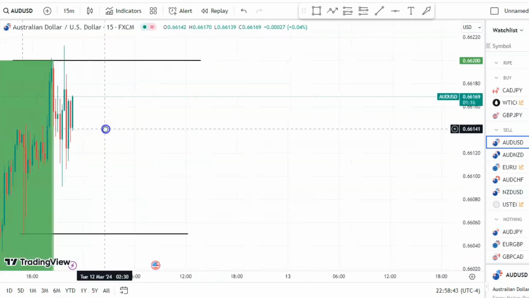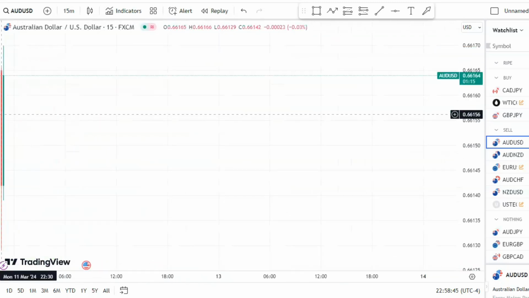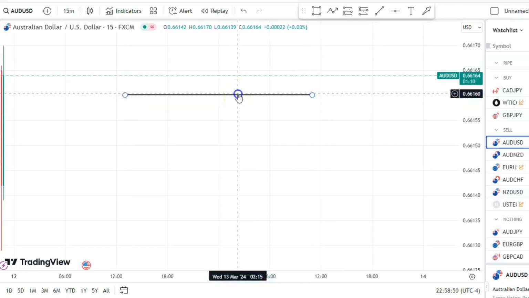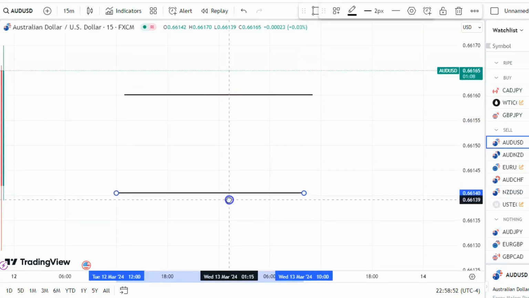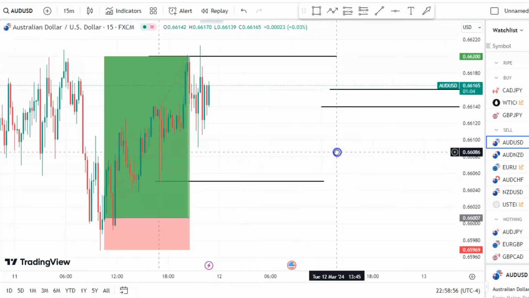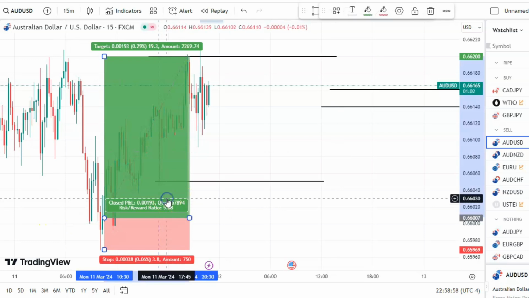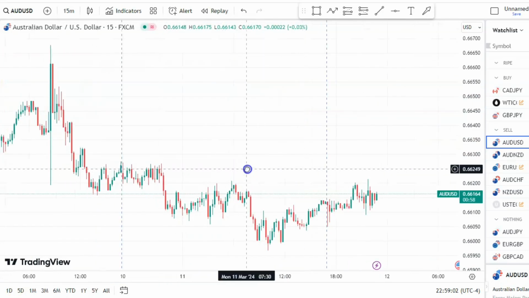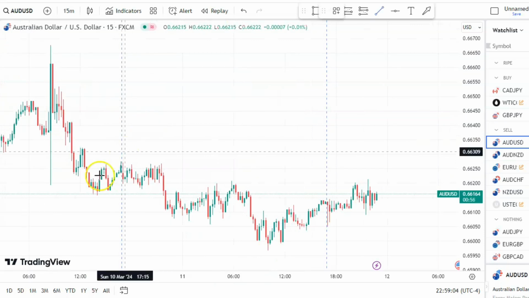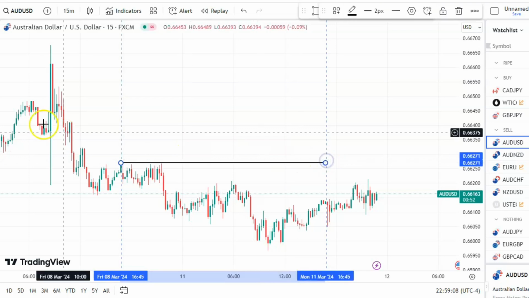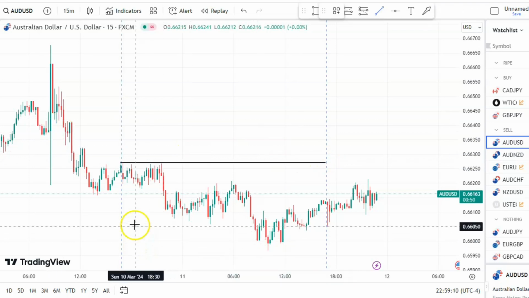So step number one is I identify the high and the low of the week. The high and the low of the week is set on Monday. That is the first day of the week. So let's look at what happened on the Aussie dollar yesterday. Yesterday was Monday, and it set the high and the low of the week.